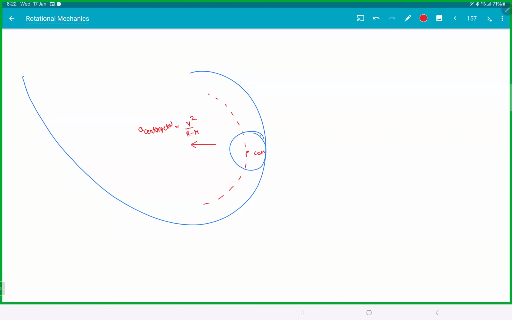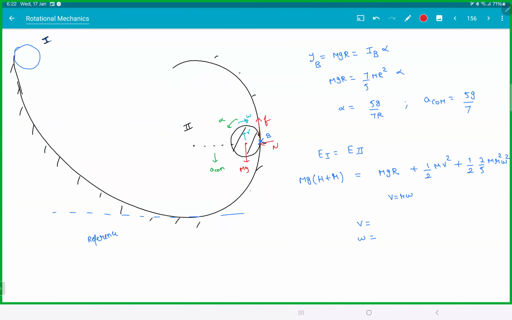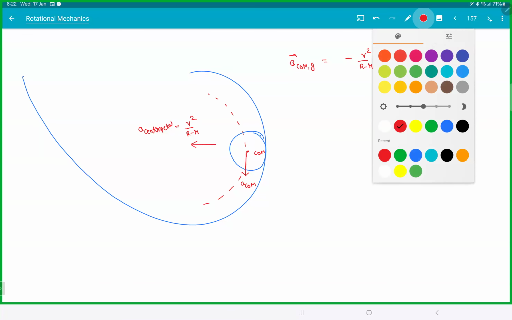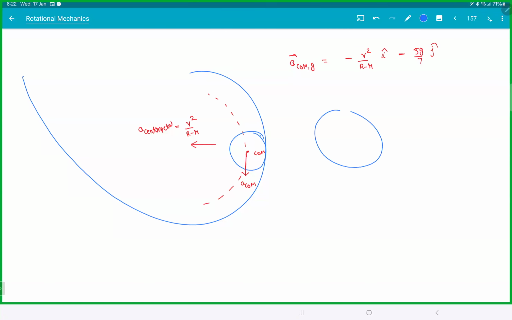And this is a center of mass, which is the tangential acceleration. So acceleration of center of mass with respect to ground will be minus v square by (R minus r) i cap minus a center of mass, which is 5g by 7, j cap. Perfect. Now you are asking about a here, this point A here.